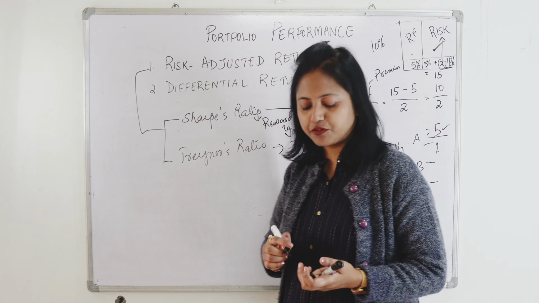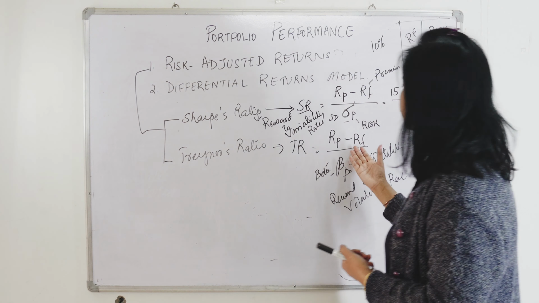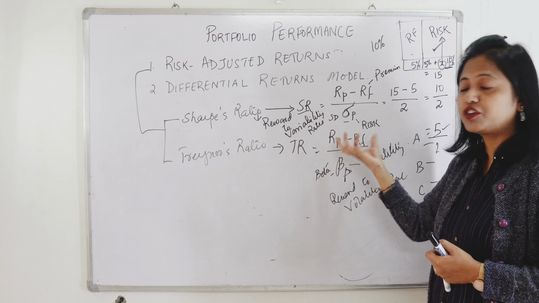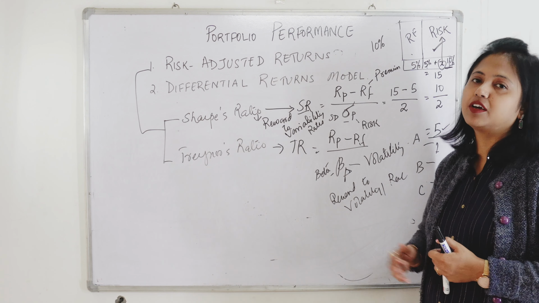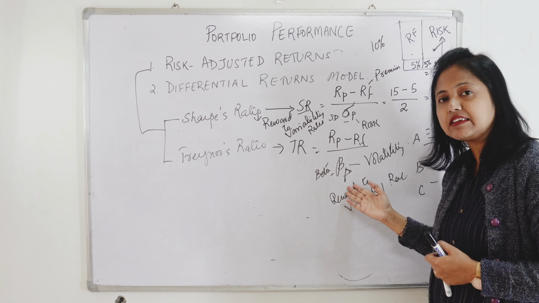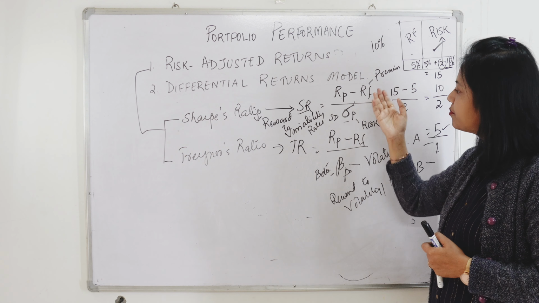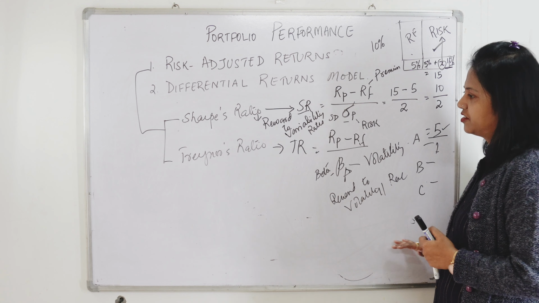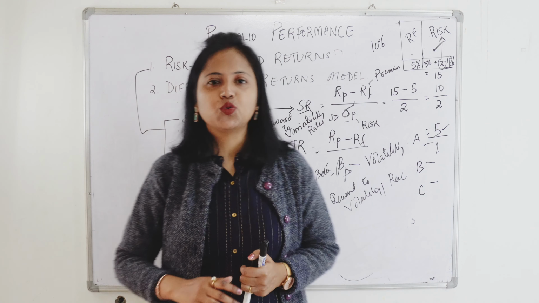We can make use of these two ratios. Here also the interpretation is the same. It will tell you the premium or the reward that you get per unit of risk you have taken, and this risk is systematic risk. This is reward per unit of total risk, and this is reward per unit of systematic risk. So that's all about these two ratios.